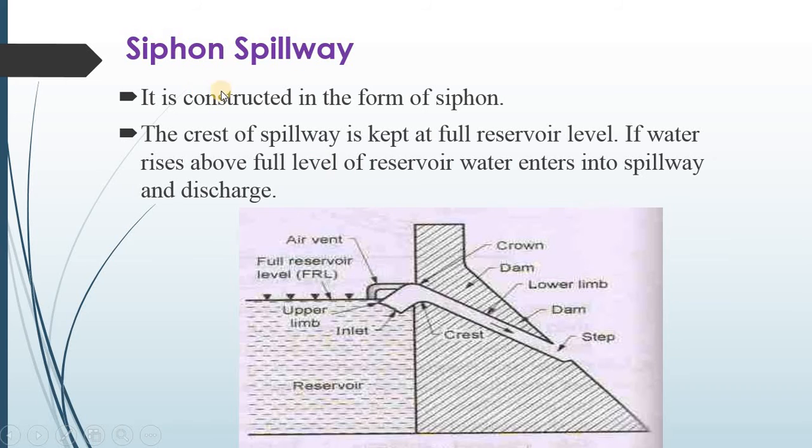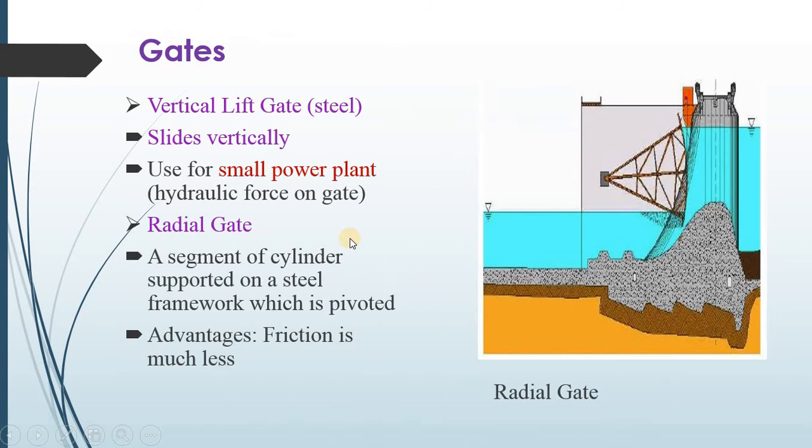Next is the siphon spillway. It is constructed in the form of a siphon. The crest of the spillway is kept at full reservoir level. If water rises above the full level of the reservoir, water enters the spillway and is discharged. So in this diagram you can see the water level of the dam is like that, but if it increases above that, the water can be collected through that siphon spillway, so this water level is maintained. So this is all about the spillways.